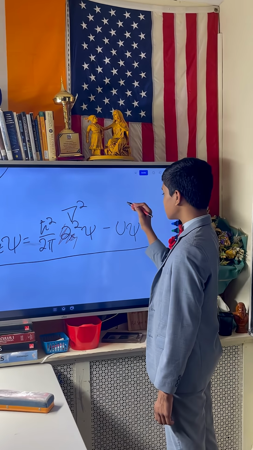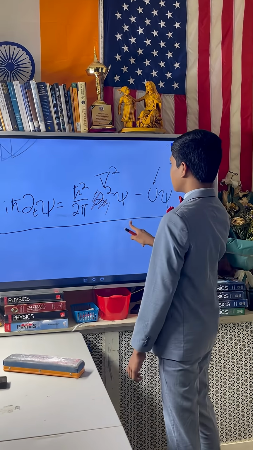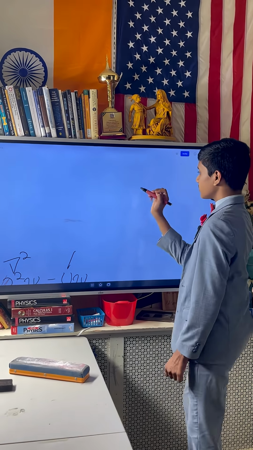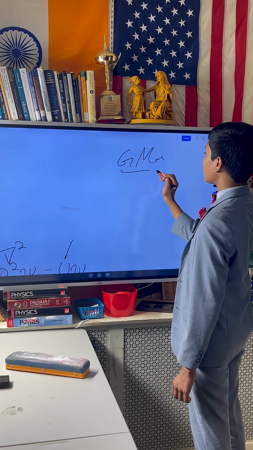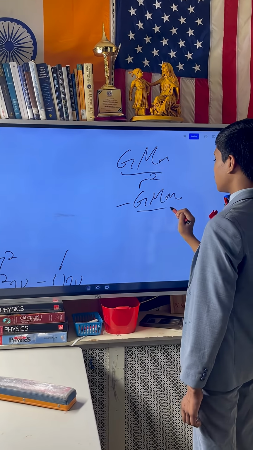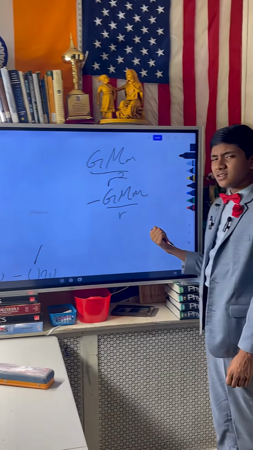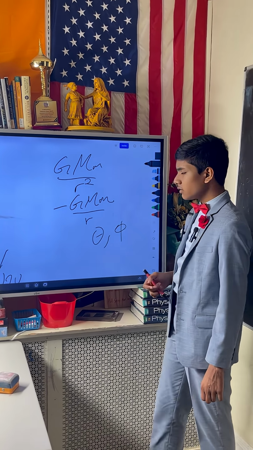But here's the problem. The potential is a very nasty function. Let me give you an example. If I have the gravitational force G m over r squared, the potential is inevitably going to be minus G m over r. But do we even see any components of theta or phi here?